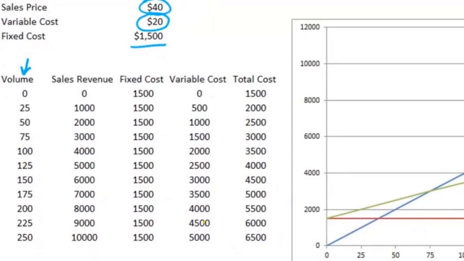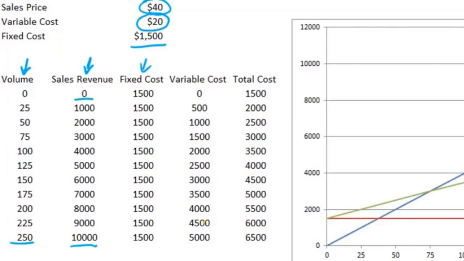And so you can see the data right here. I have different levels of sales volumes. So 0 means we sell 0 prints, 25 means we sell 25, 50 we sell 50 prints, 75 we sell 75, and so on, all the way up to 250. I have the revenue we're going to earn at those different levels of sales volumes. If we sell 0 prints, we'll earn 0 revenue. If we sell 250 prints, we'll earn 250 times $40 or $10,000 in revenue.